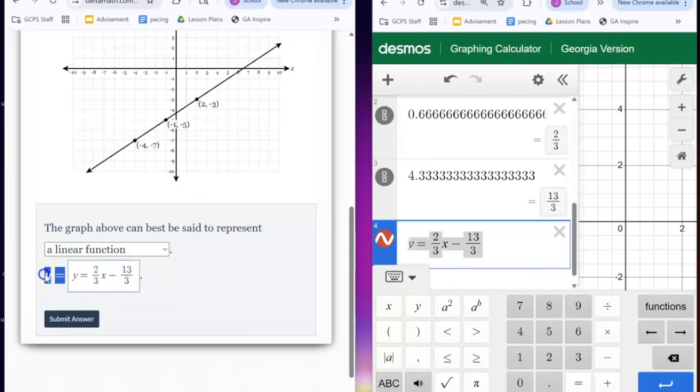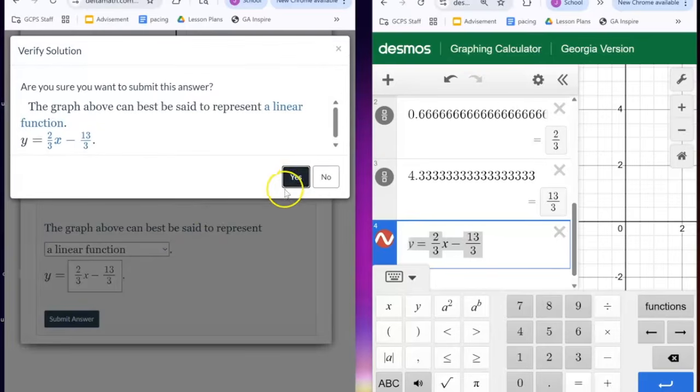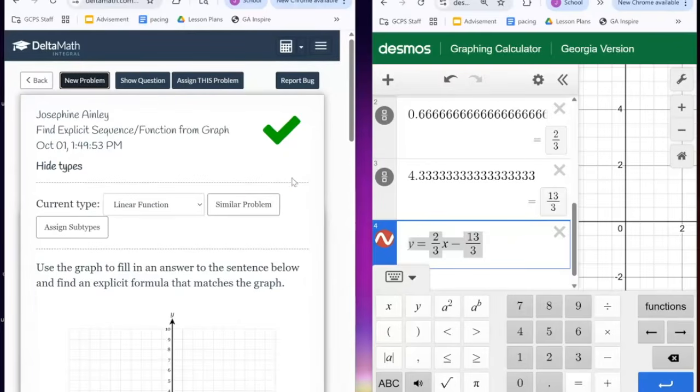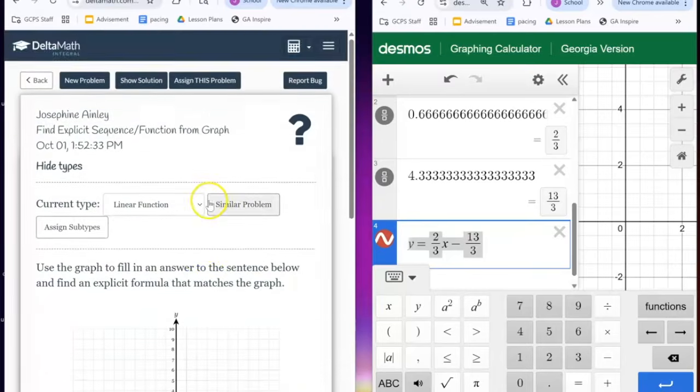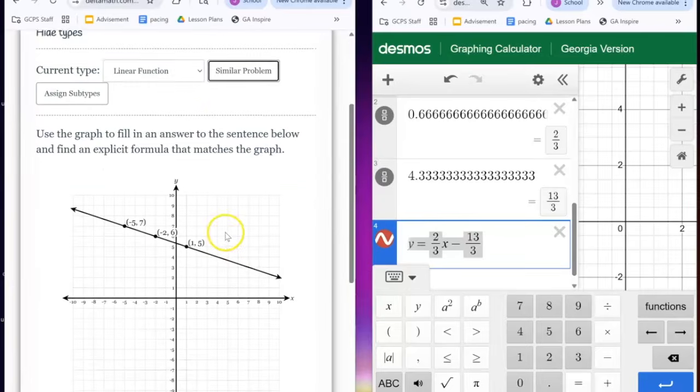Just be careful. This already says y equals, so you don't need to say y equals, y equals. So boom. And submit. I'll do one more just to make sure we're okay. Let's do one that's going down this time. That's going up. There we go. That's going down.